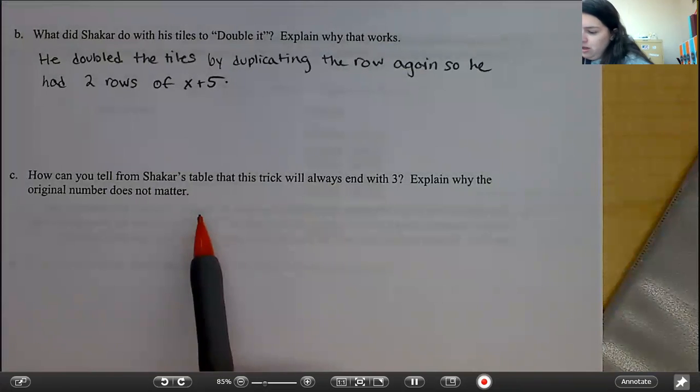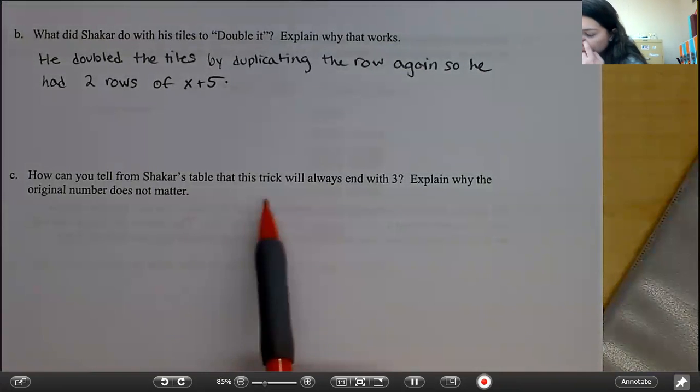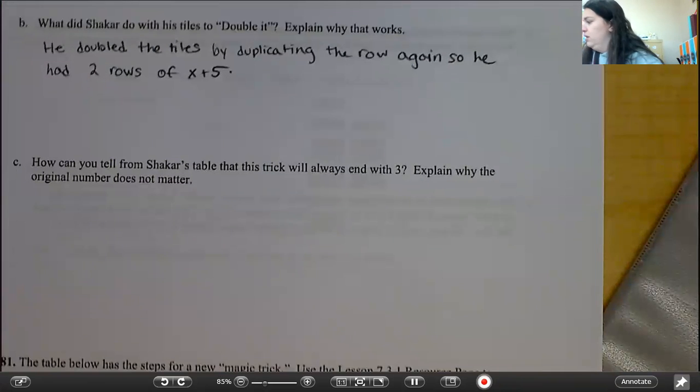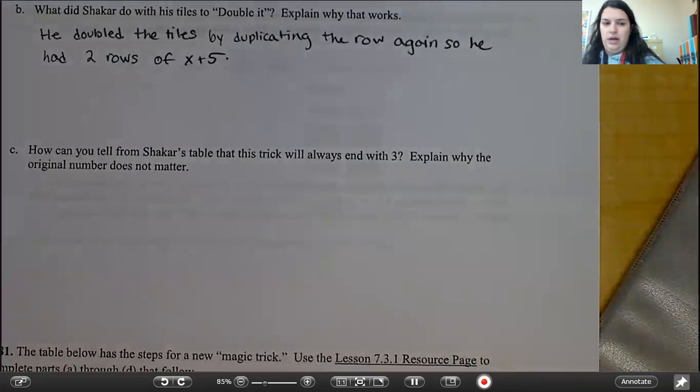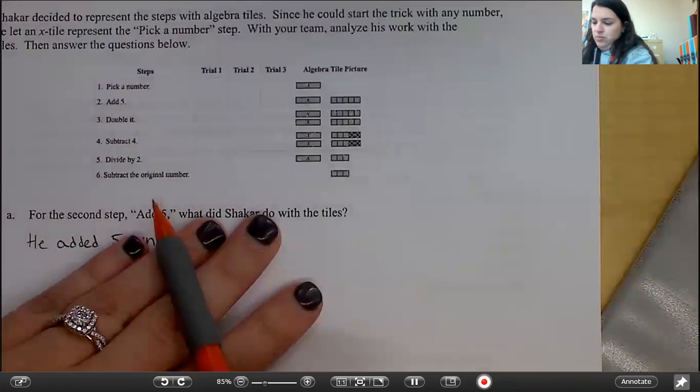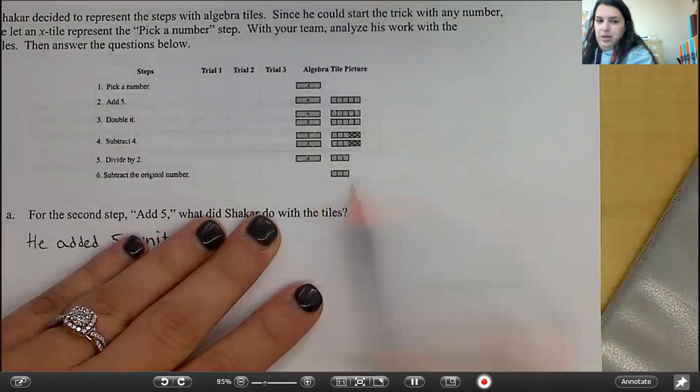C. How can you tell from Shaker's table that his trick will always end up with 3? Explain why the original number does not matter. So go ahead and try and answer part C. And remember, subtract the original number. Use your final step here to help you.